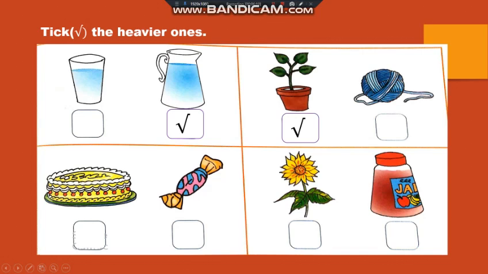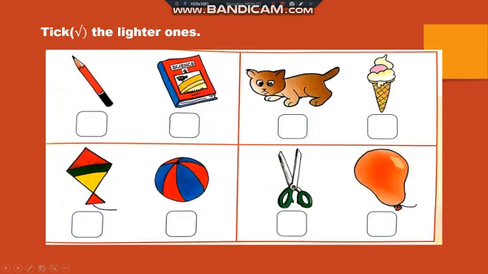And the third picture, you may like it, is a birthday cake and a chocolate. The birthday cake is heavy in weight and the chocolate is lighter. And the next picture has a flower and a jar, where the jar is heavier and the flower is lighter.